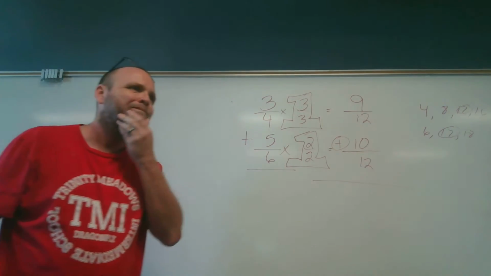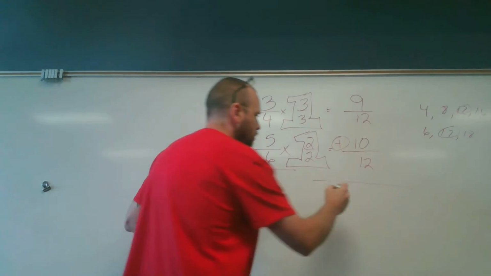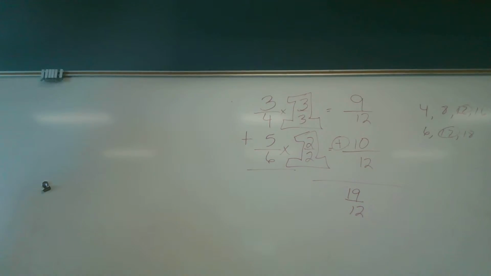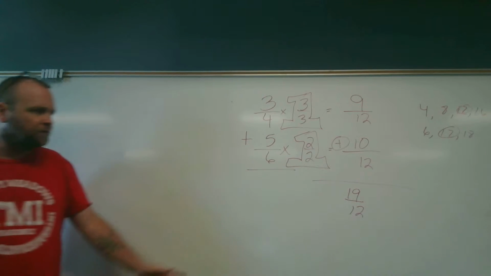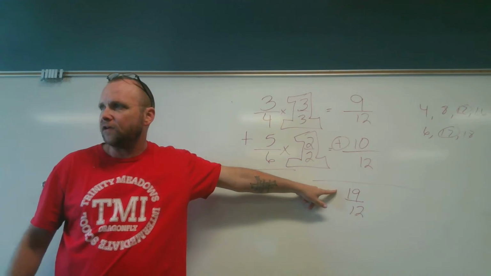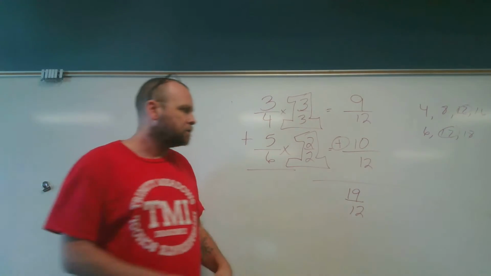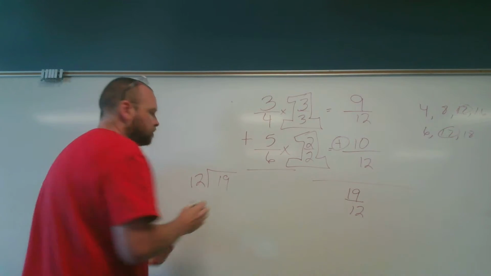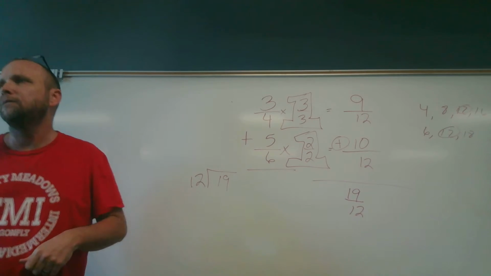Caden. We have 10 and 9. 19 over? 19 over 12. Isabel, what is wrong with that fraction? It's an improper fraction. And how do I fix that? Dividing. Because a fraction is basically a division problem. What this really says is 19 divided by 12. So we divide 19 divided by 12. And Eric, how many times does 12 go into 19?